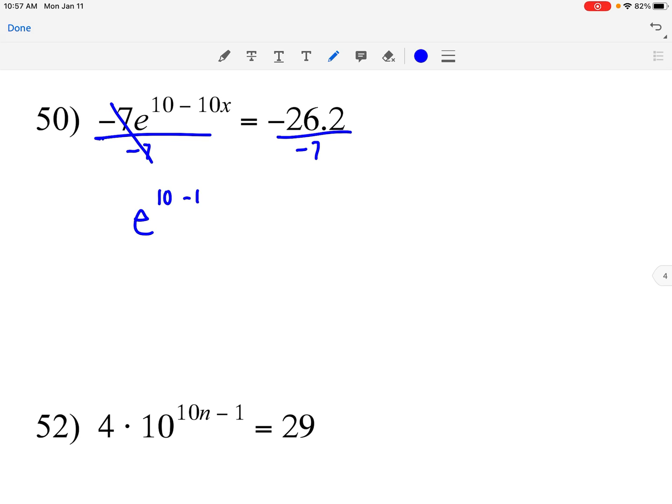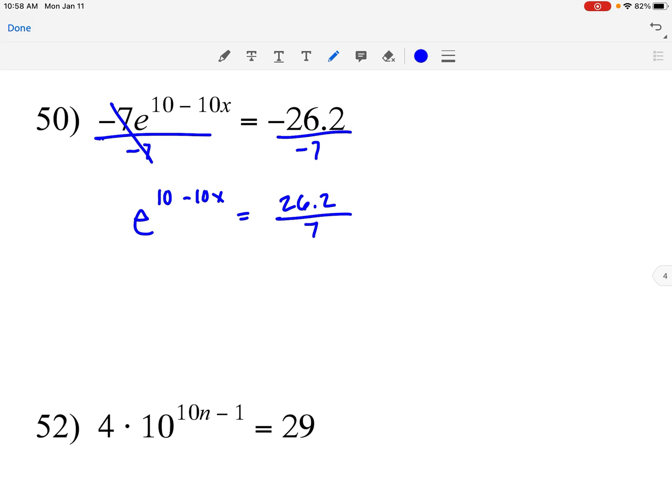So then e to the 10 minus 10x equals, and let's see, is this going to work out nicely? 26.2 divided by 7. It's not going to work out nicely, so I'm just going to leave it how it is. I am going to cancel the negatives, but I don't need a decimal in my final answer, so I'll just leave it how it is.